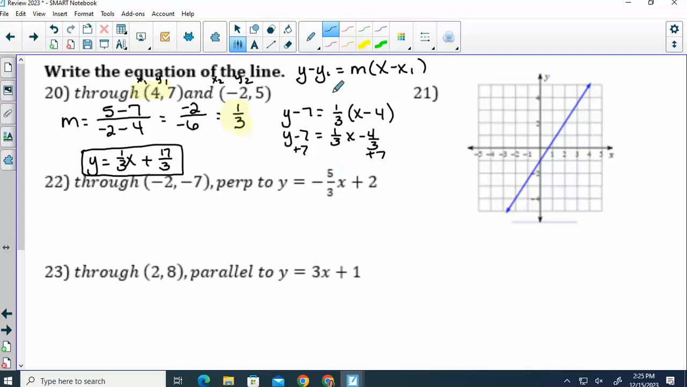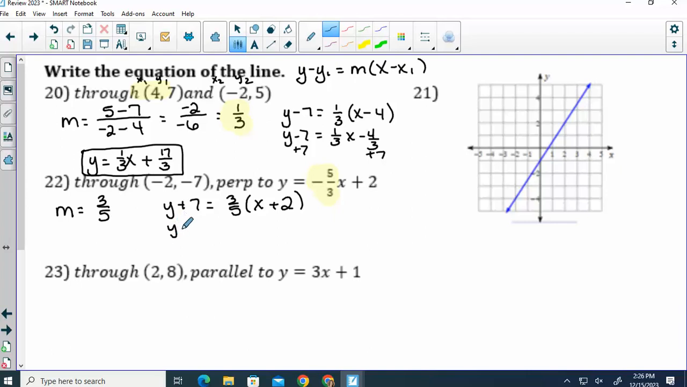what is the slope of this line? Negative 5/3 is the slope. So if I'm going to be perpendicular, my slope will flip and become a positive. So it will be a positive 3/5. So now I have my point and my slope, and I plug into the equation. Y minus y1. Y minus negative 7. Y plus 7 equals m times x minus negative 2, plus 2.